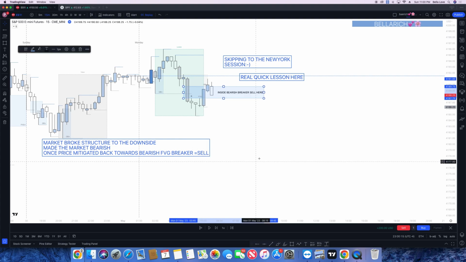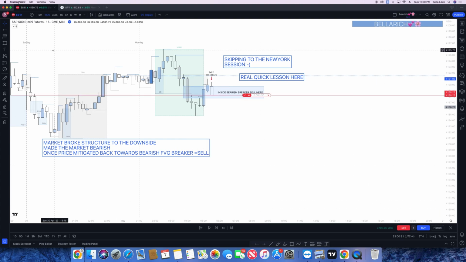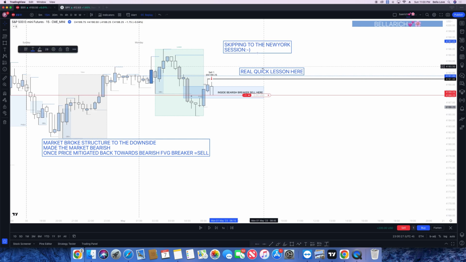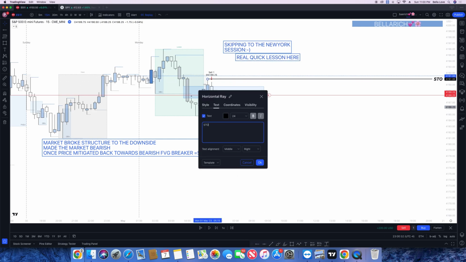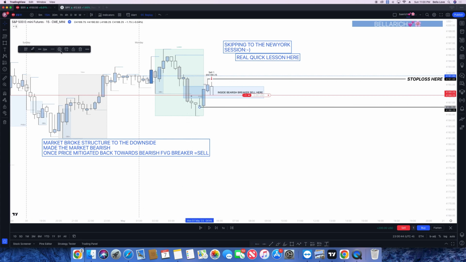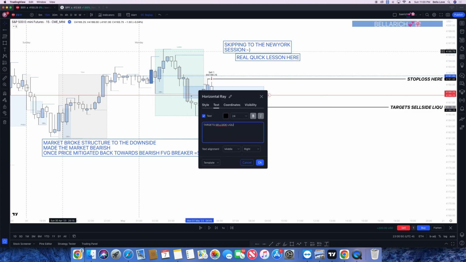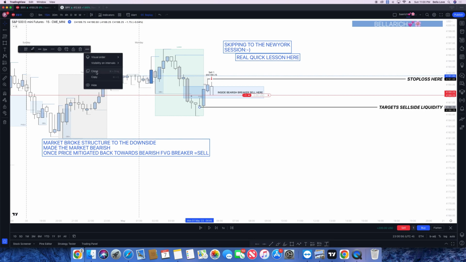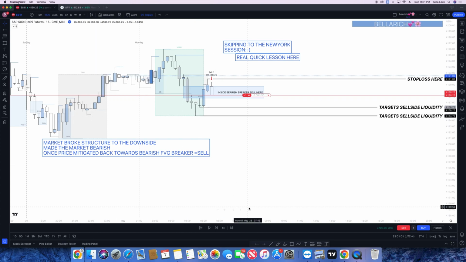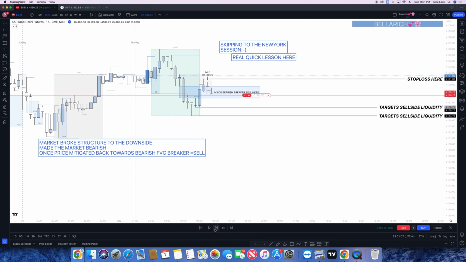Just to show you guys how it plays out, entering for a sell here. My stop loss is always a little bit above the breaker, because sometimes it'll trade above the breaker and then it'll go the way you thought it was going to go. So the market will trade above a bearish breaker and then trade the way you thought it was going to go.